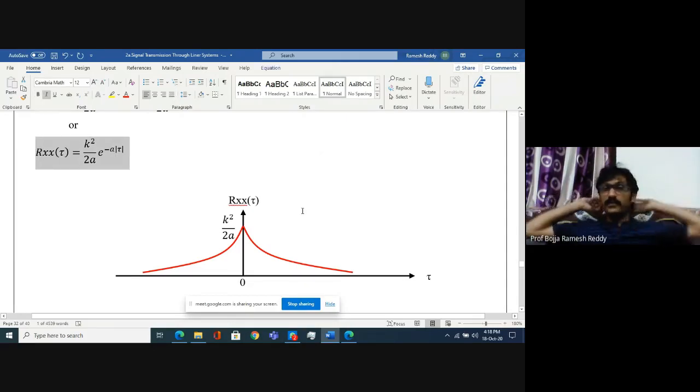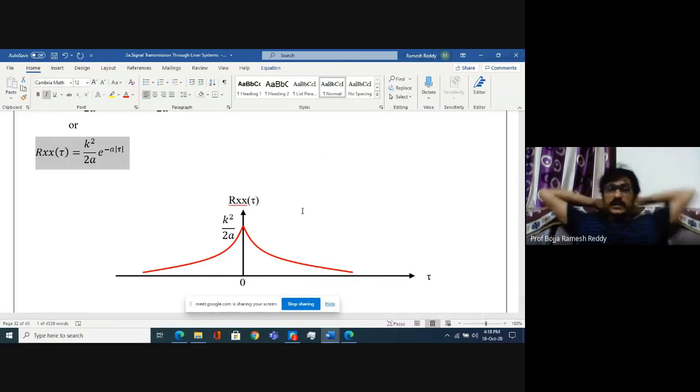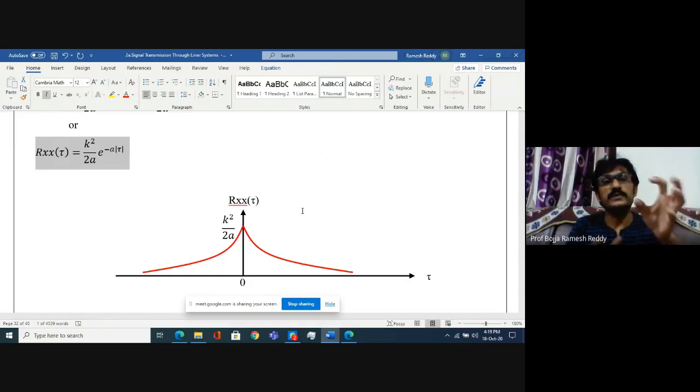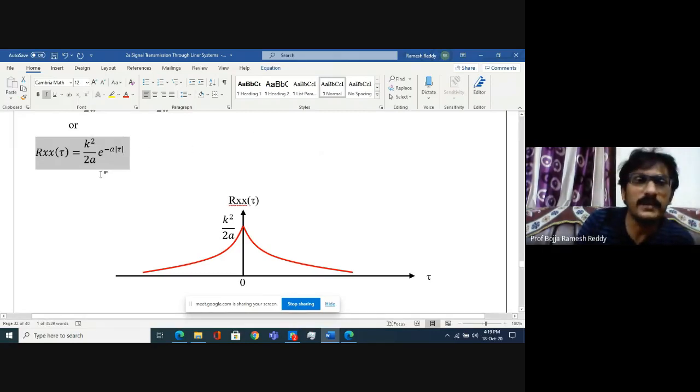The autocorrelation function of a decaying exponential signal k e power minus at. We need to take the product of the original signal and the delayed form. If you take the product, k into k becomes k square. After integration we will get 1 by 2a, so k becomes k square by 2a, and e power minus at becomes e power minus a modulus of tau.